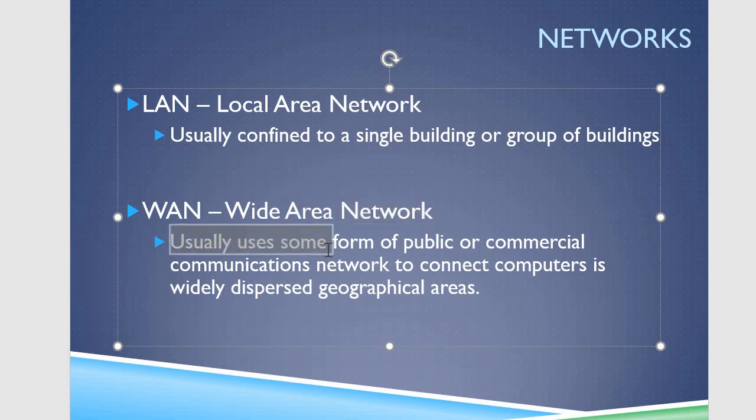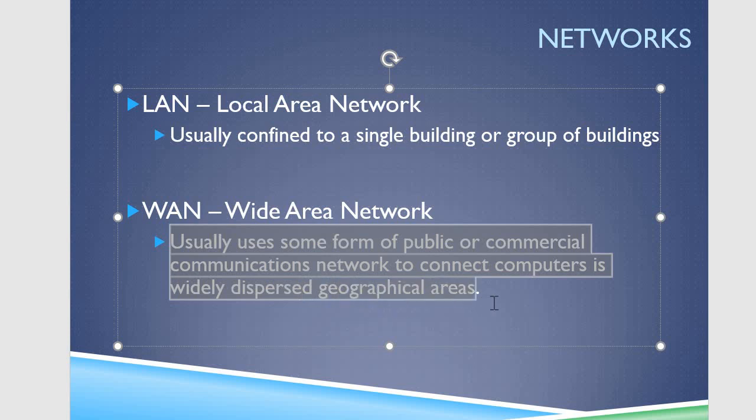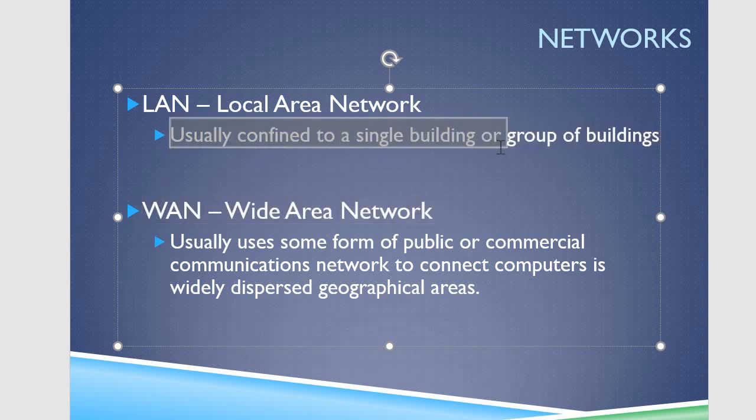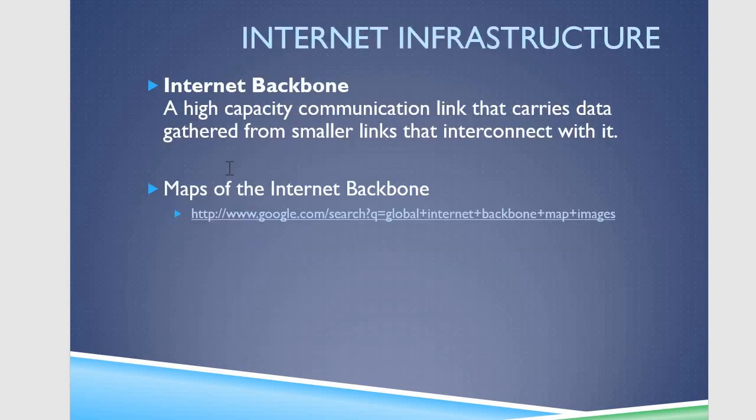Network usually uses some form of public or commercial communications network to connect people and computers widely dispersed in geographical areas. What is the answer for that? WAN or wide area network. Usually confined to a single building or a group of buildings. What is the answer for that? LAN or local area network.